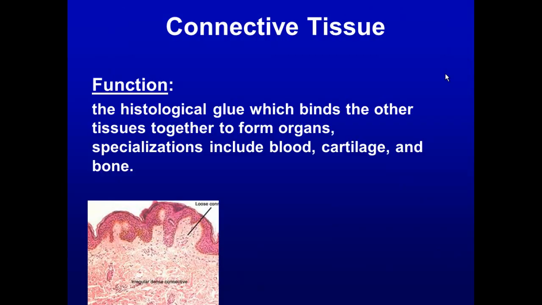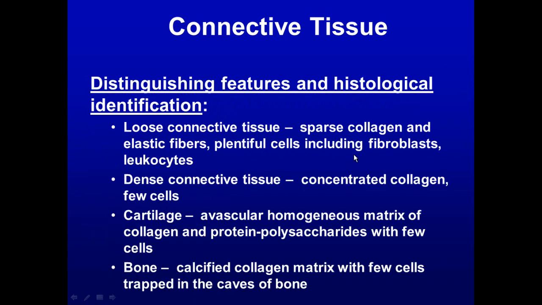Connective tissue functions as a histologic glue. It binds other tissues together. It connects the different cells. So it is the connective tissue below the epidermis. It's the dermis that we see. Specialized connective tissue could be blood cells, cartilage, and bone.